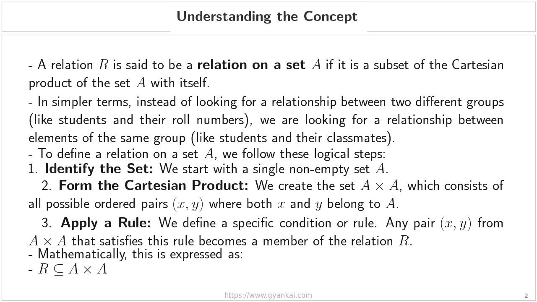Mathematically, we summarize this entire process with a simple notation. R is a subset of A cross A. Now that we've established that a relation on a set occurs when the starting and ending sets are identical, let's dive into the formal definition. In the next slide, I'll show you how this works using a real-world example involving social connections to make this process even clearer.